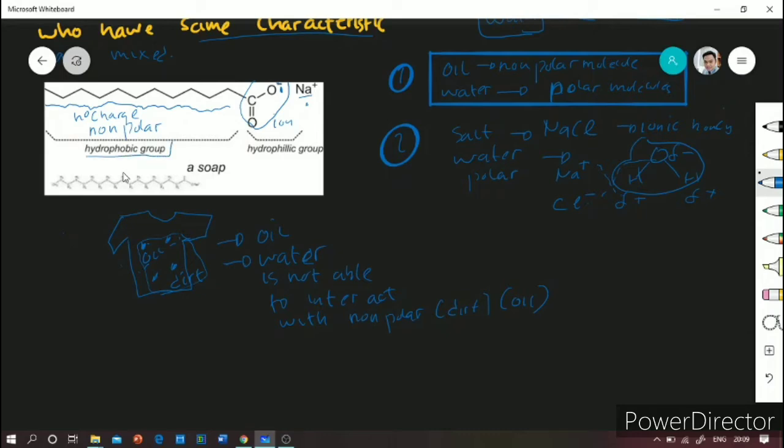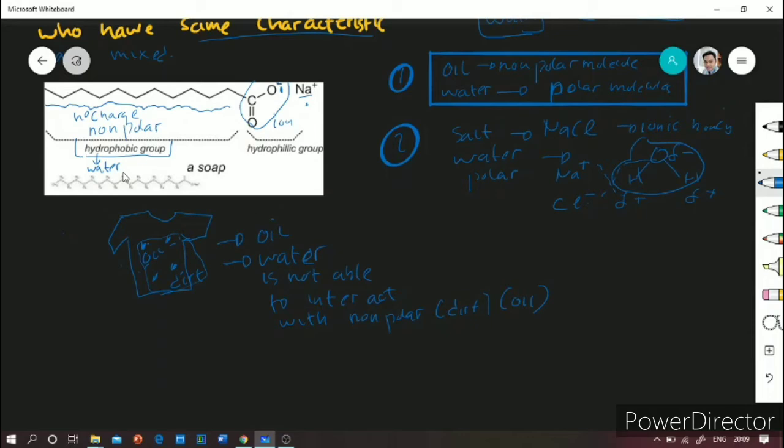What does it mean? Phobic means afraid. Hydro means water. So this part will hate water. Of course, this part will hate water because it's non-polar. Water is polar. So hydro in here means water, so they don't like water. Why? Because they're non-polar. Water is polar.